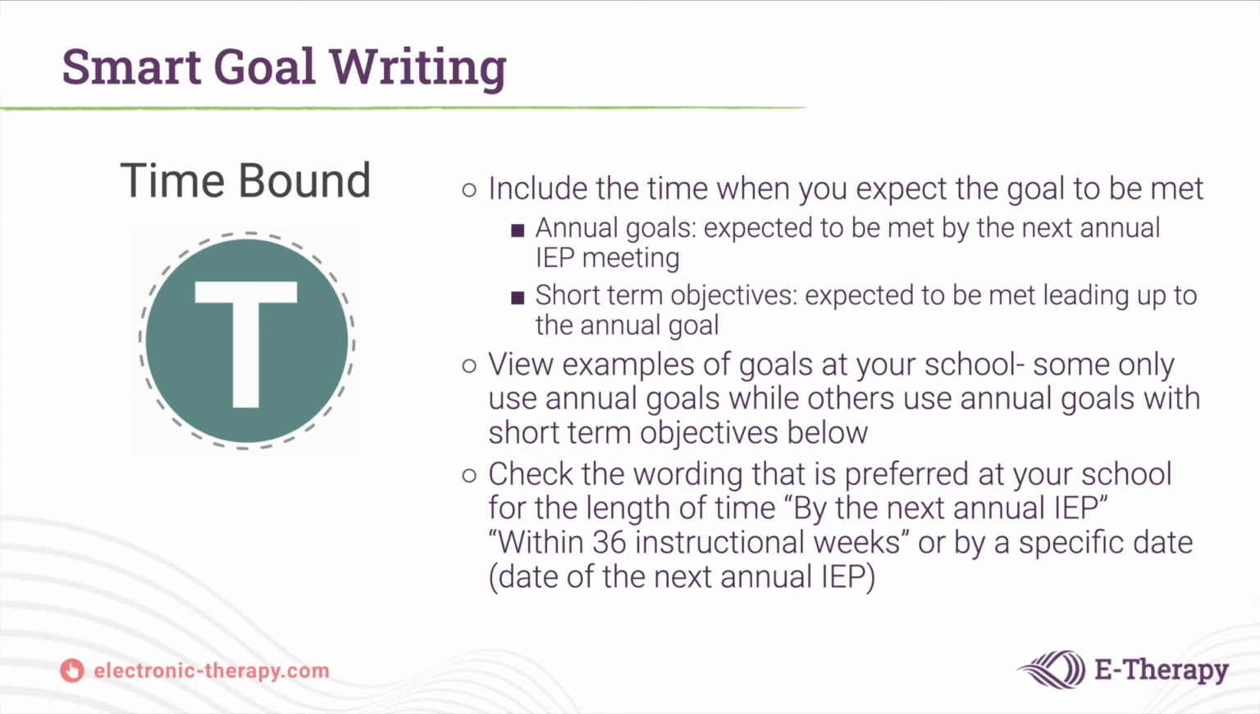Also, check the wording that is preferred at your school for the length of time. So, we always want to include a length of time in all of our goals, make them time bound. But check with your school or look at other goals there to see how they write that length of time. Do they write it as by the next annual IEP or within 36 instructional weeks? Or do they put a specific date, which would be the date of the next annual IEP meeting?